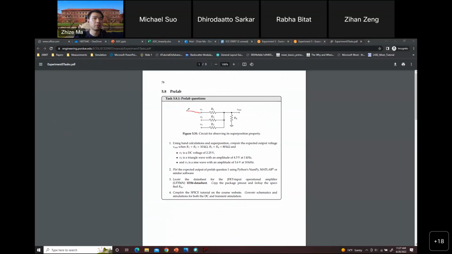So when you have V1 as your only voltage source, you have a DC here, and V2 and V3, both of them are connected to ground. Okay, then you measure your V out. So that's called V out 1.